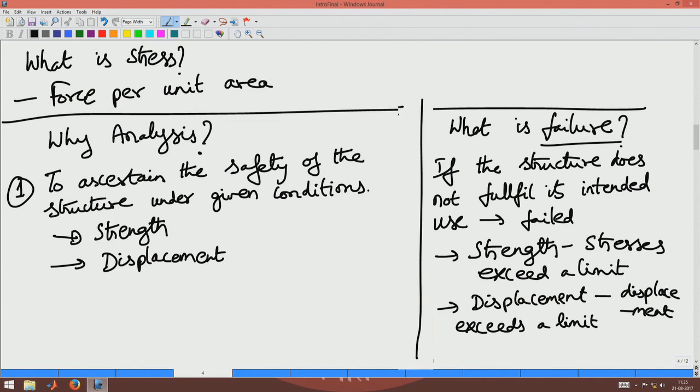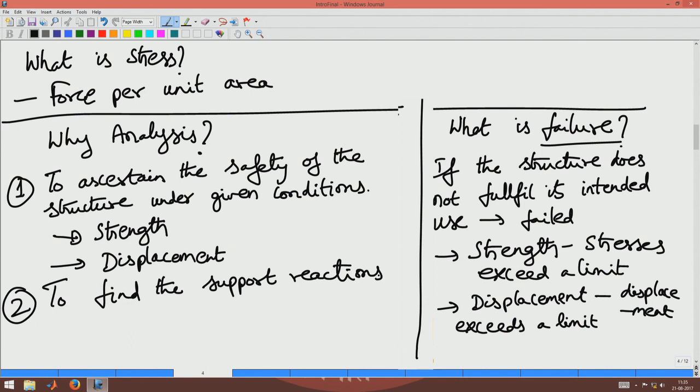So, that is what I want to ascertain first for a given structure. That is why I do analysis. Okay. The second reason why I want to do analysis is to find the support reactions. I want to find the support reactions, and hence I want to do an analysis. Now, let us understand why this is important.